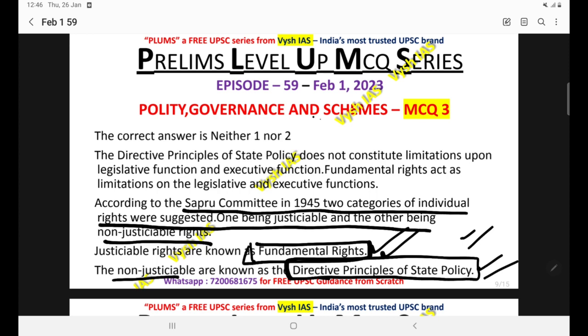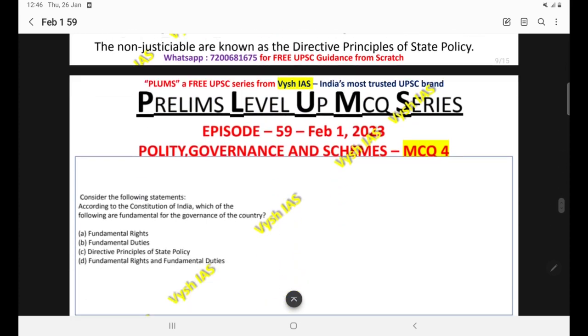Committees can also be asked in UPSC Prelims. So please note down which are the committees involved in news, and which are the committees important from the static portion also. They can frame questions based on that, so please beware of that. Here the correct answer comes out to be neither 1 nor 2. And please note down the point about fundamental rights also. The limitations upon legislative and executive function are put by fundamental rights only. Now let's move on to the next question.